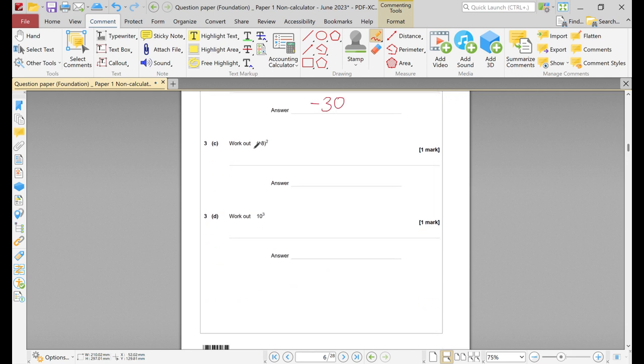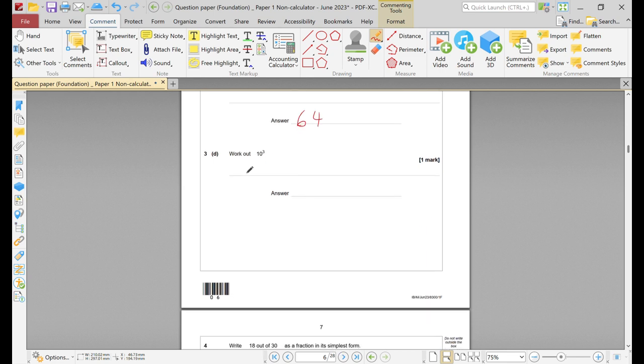Minus 8 squared, so it's minus 8 times minus 8. Again, that's a minus times a minus, so it's a plus. So you've got 64. 10 cubed, so that's 10 times 10 times 10. Well, 10 times 10 is 100. 100 times 10 is 1,000. So that's 1,000.